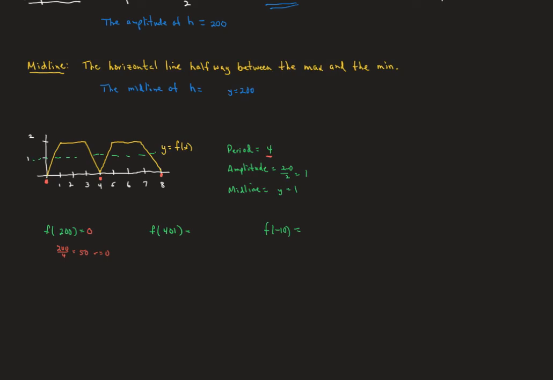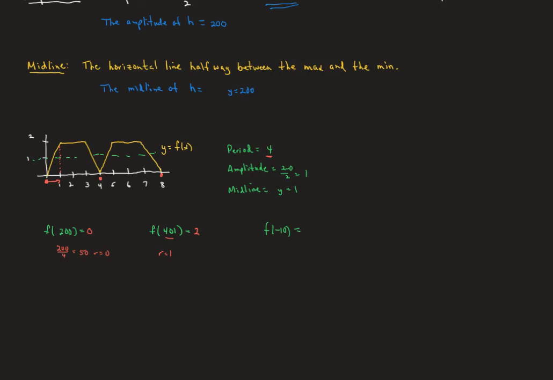Now at 401, if you divide that by 4 and take the remainder, it would be 1. So 4 times 100 is 400, that goes in there evenly, and the remainder is 1. So when you are at 401, it's like you are 1 to the right of the origin. And the y value there is going to be 2. And so that's how we know that f of 401 will be 2.